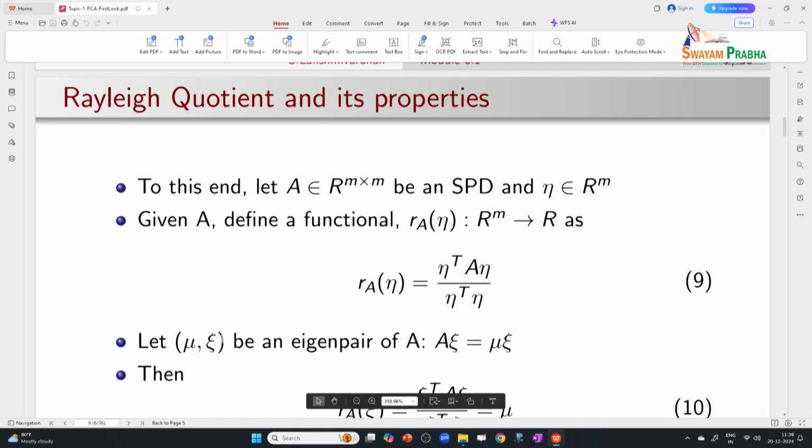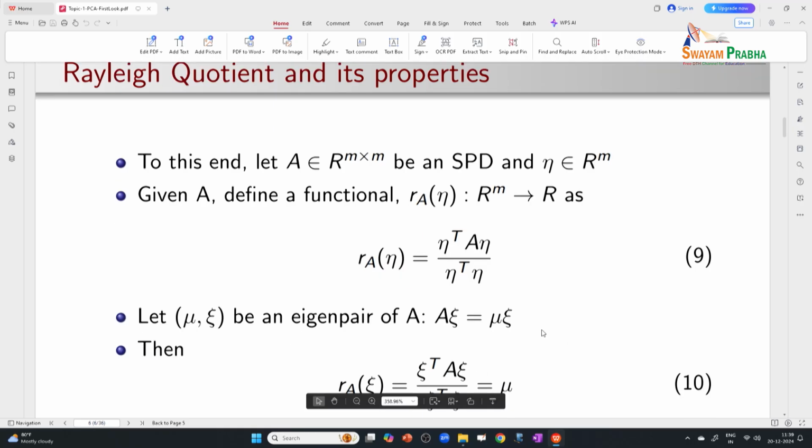So let mu and xi be an eigenpair of A. Please remember, we have already talked about the eigenpair of sigma in the previous cases. Now I am going to introduce a new concept. To introduce this new concept, I am using a matrix A. I am trying to compute the eigenvalues and eigenvectors of that. The eigenvalues and eigenvectors of A are going to be called mu and xi.